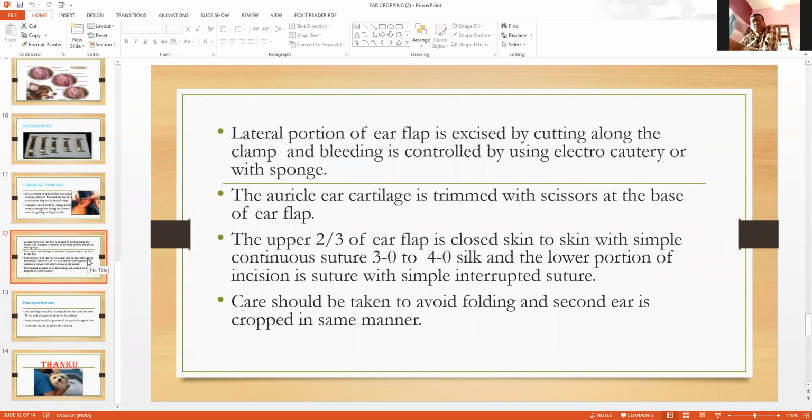The lateral portion of the ear flap is excised by cutting along the clamp, and bleeding is controlled using either electrocautery or by ligating. Auricular ear cartilage is trimmed with scissors at the base of the ear flap. This is important because if you do not cut this ear cartilage, healing will be hindered. Then the upper two-thirds of the ear flap is closed, skin to skin. You expose the skin and cut the cartilage, and then you suture the skin with a simple interrupted suture so that healing is there.